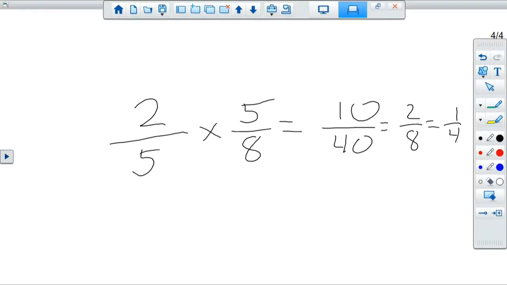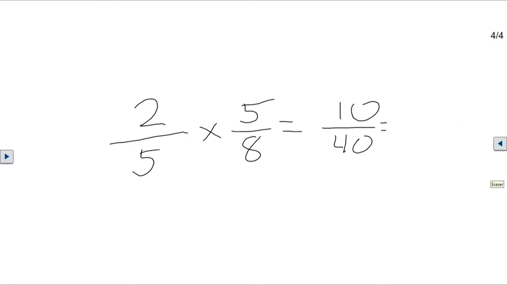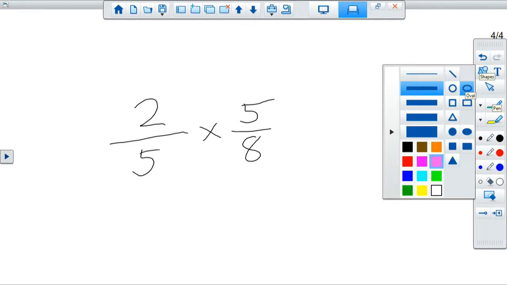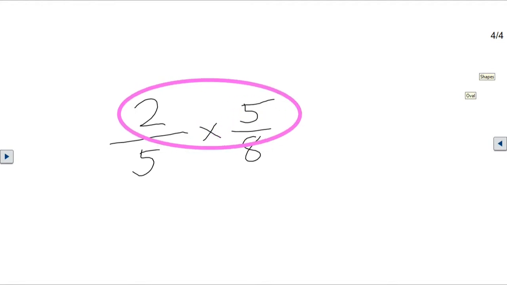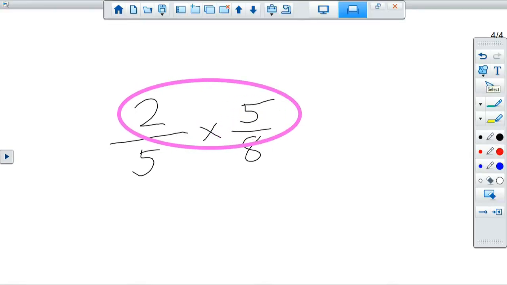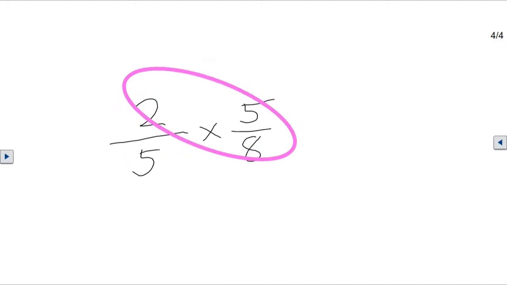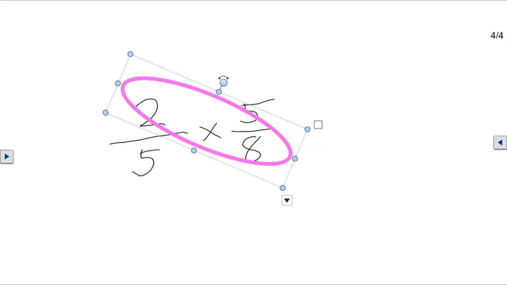Now, sometimes, especially if the numbers get bigger, it's tough to find those greatest common factors. Sometimes it's easier to reduce beforehand. We call this cross-reducing. So I'm going to show you a technique called cross-reducing that we can use to help make the reducing part a little bit easier. Essentially, with cross-reducing, what I want to do is look at things diagonally. I want to look diagonally at the numbers.